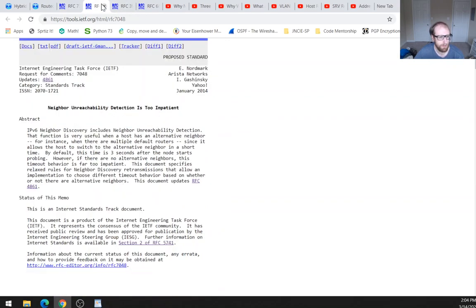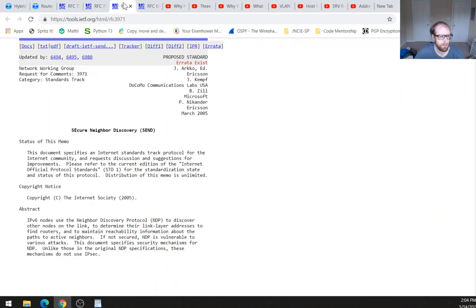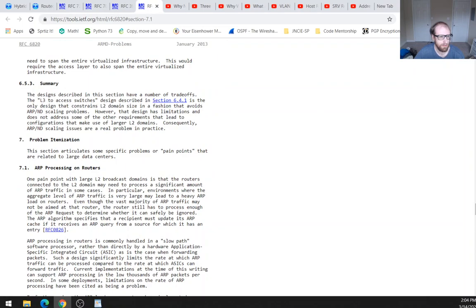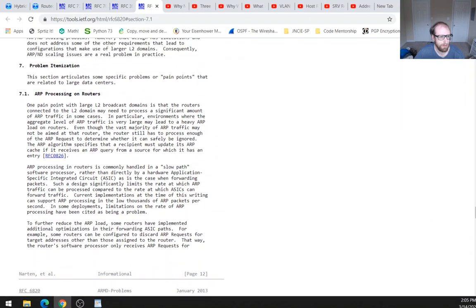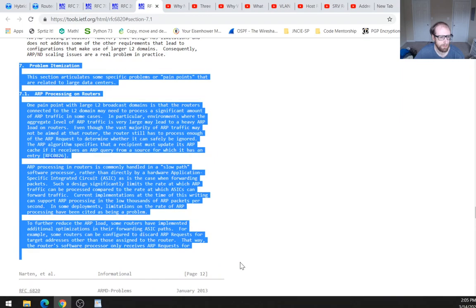I'm not following. Neighbor unreachability detection is too impatient. Secure neighbor discovery. ARP processing on routers. Oh, okay. Yeah, this looks like it could be useful.